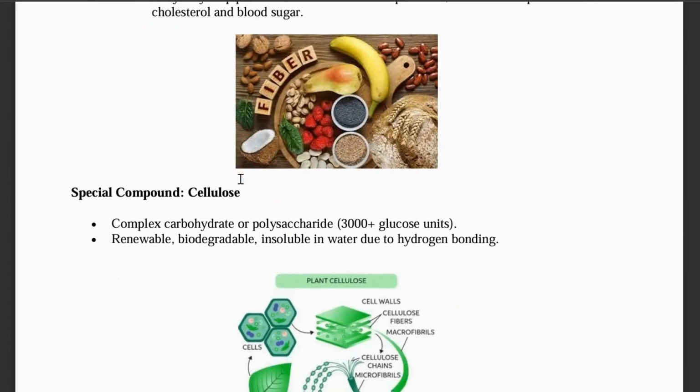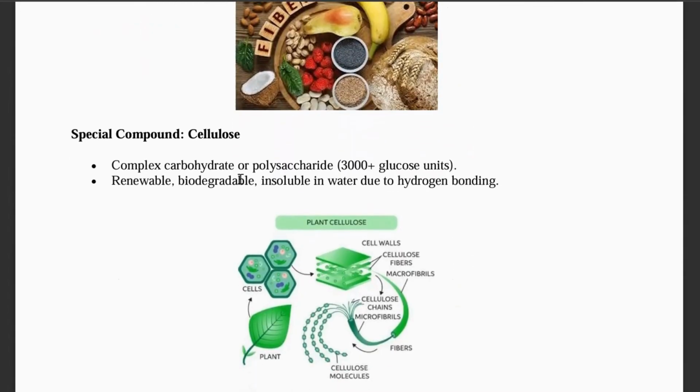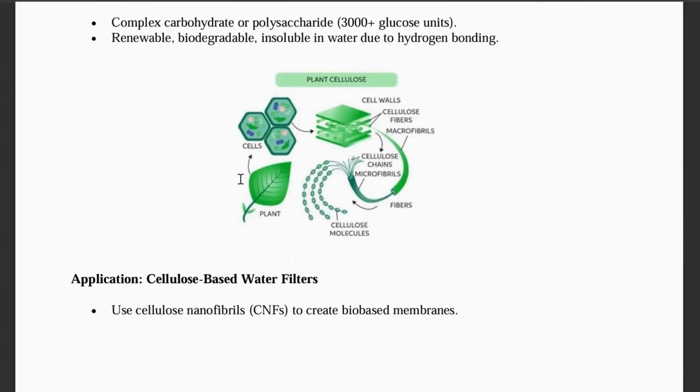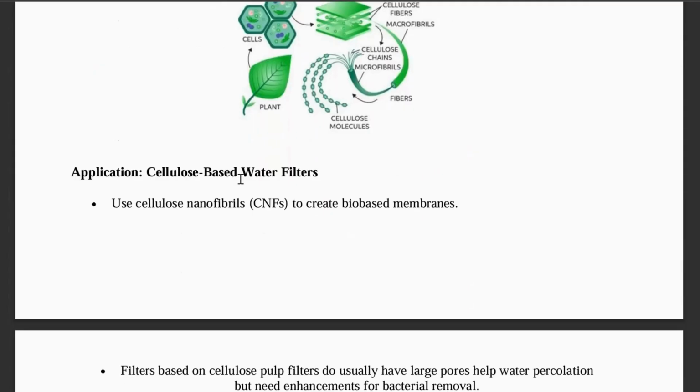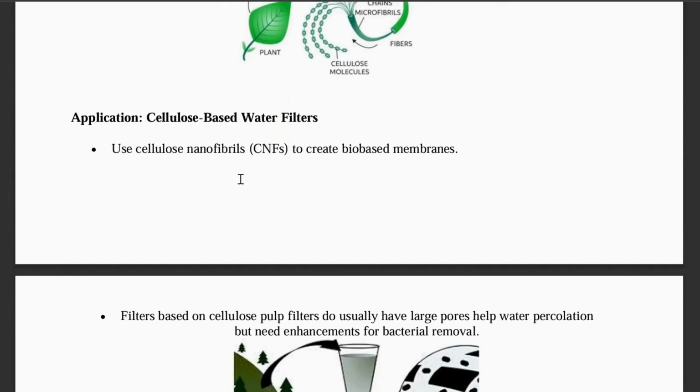A special compound we study is cellulose. It is a complex carbohydrate, or you can say a polysaccharide, made up of 3000 plus glucose units. It is renewable, biodegradable, and insoluble in water due to hydrogen bonds. What is the application of cellulose? It is used for water filters. Cellulose nanofibrils are used to create bio-based membranes.